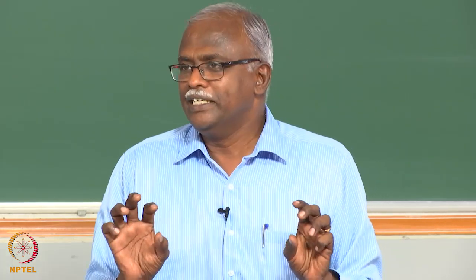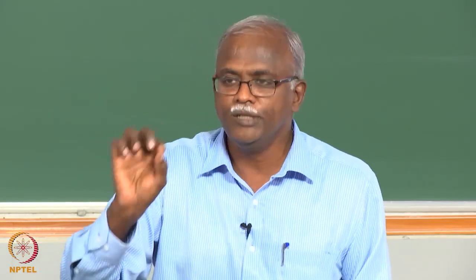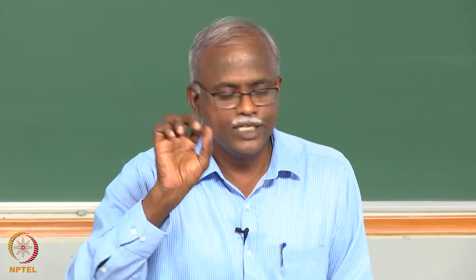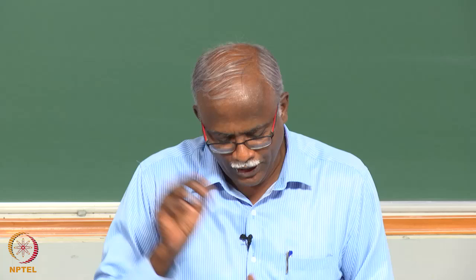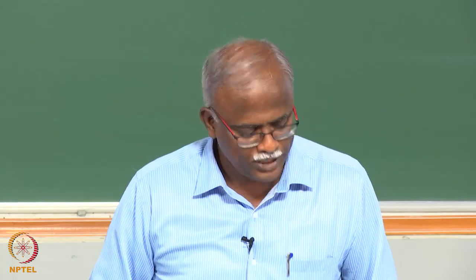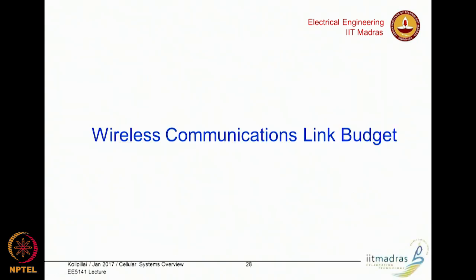Bottom line, all cellular systems are interference limited. Ultimately, when your call drops, it is because the interference level went beyond an acceptable point. So the key point we need to understand in the context of cellular is how to mitigate interference. Whatever the multiple access method you want to use, TDMA, CDMA, whatever it is, at the end of the day it's going to come down to the question: how do you mitigate interference? That is going to be a very, very important element.